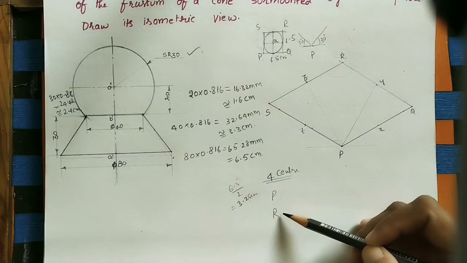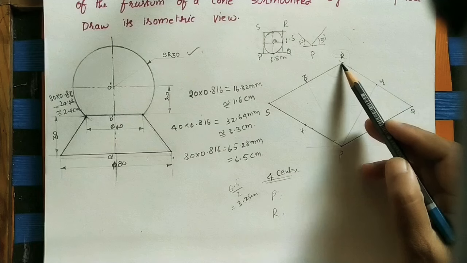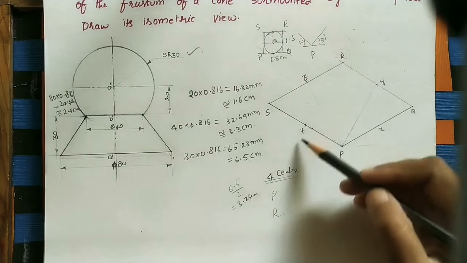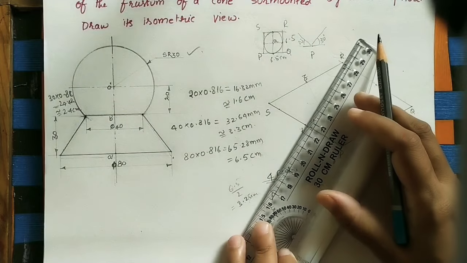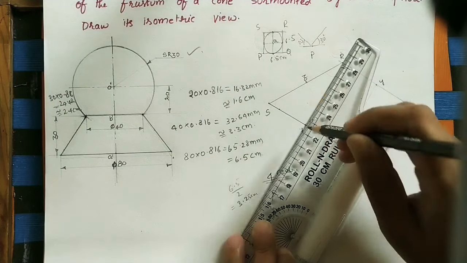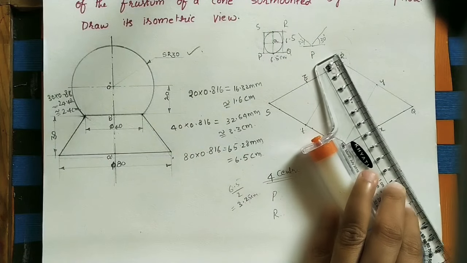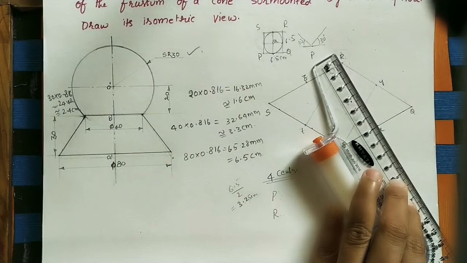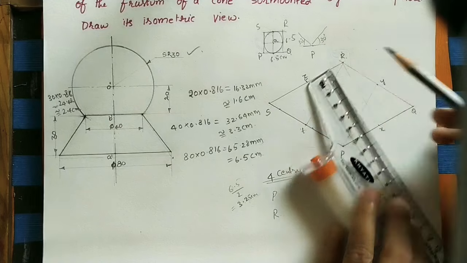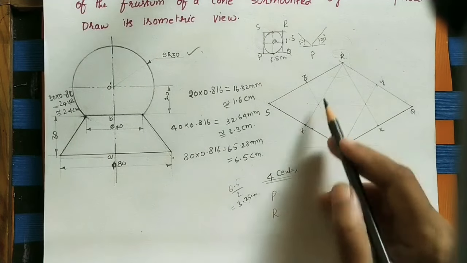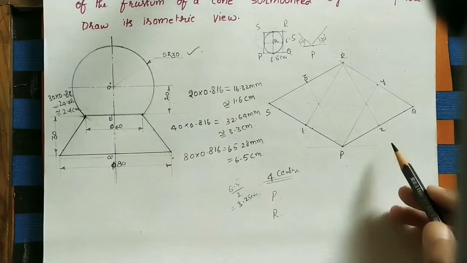So after P, take R and join the opposite middle points. P and X are the opposite middle points. Join this. Okay, remember this procedure whenever the four center method comes. Like this. Okay, here we got intersection points. These lines and these lines, the intersection points.